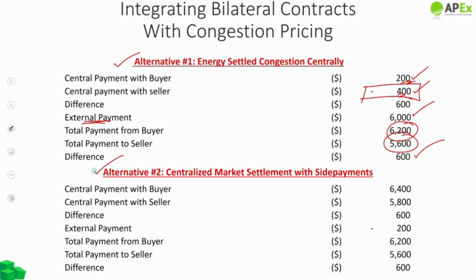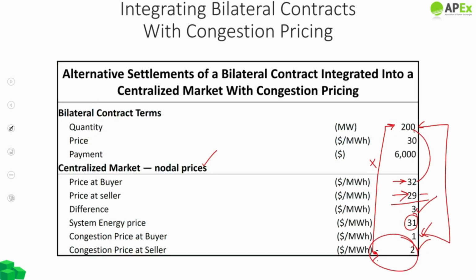The second alternative is for the system operator to treat the scheduled power as if it is part of the day ahead centralized market clearing and collect both the energy and congestion components. The table shows the buyer making a payment to the market of $6,400, which equals the buyer's locational marginal price multiplied by the quantity bought at the buyer's location.